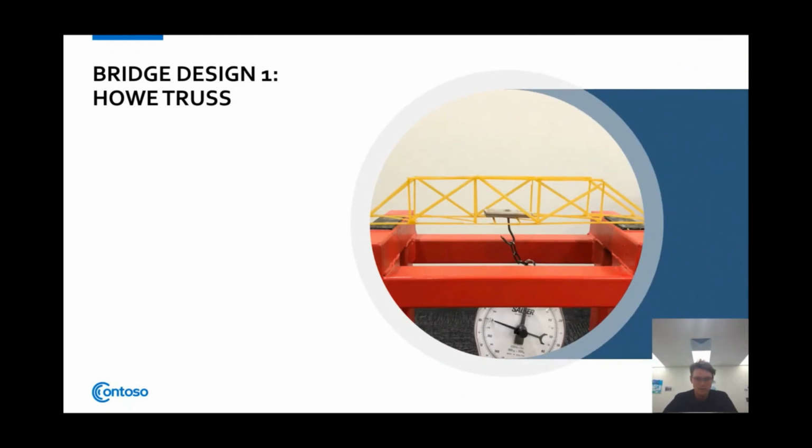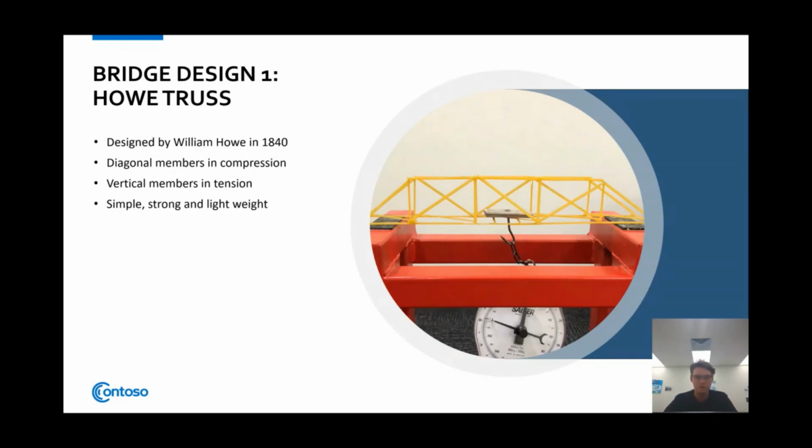The first bridge design that was chosen was a modified 3-panel Howe truss bridge. William Howe designed this bridge type in 1840 and it was predominantly used on railway bridges. Howe truss bridges typically have diagonal members in compression and vertical web members in tension. The rationale for using the Howe truss was to have a simple, strong and lightweight bridge. Our first bridge weighed 52 grams.